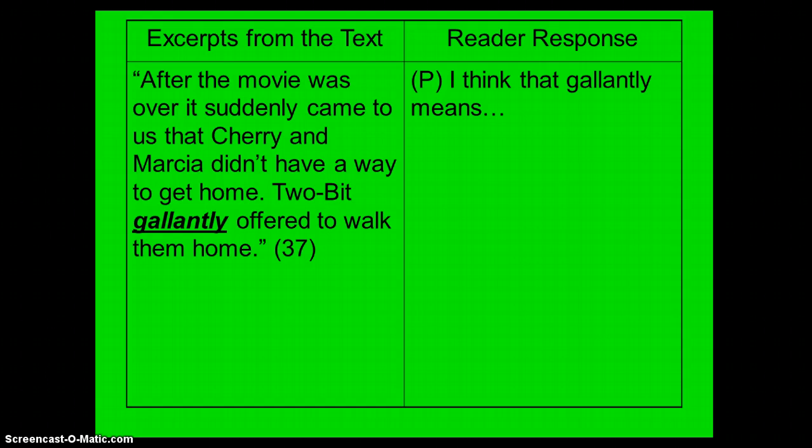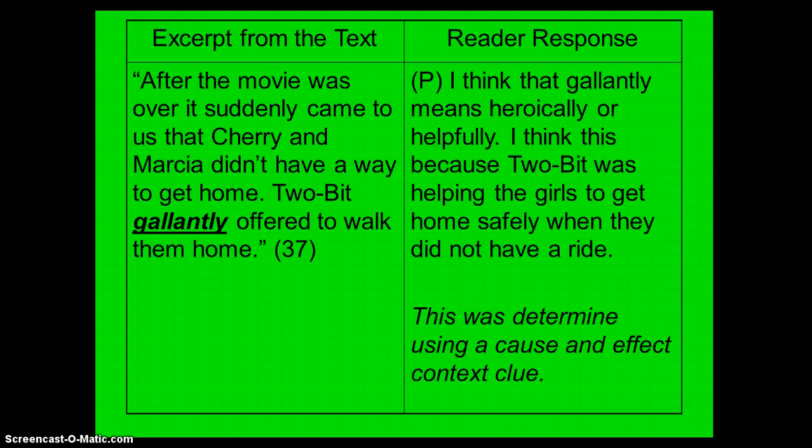And so I'd show the students that we came across the word gallantly. And in the passage, we see that Cherry and Marcia, 2 of the Socs girls, didn't have a way to get home, and Two-Bit gallantly offered to walk them home. And I would model for them how I think that gallantly might mean heroically or helpfully. And I think this because Two-Bit was helping the girls to get home safely when they didn't have a ride. And I used a cause and effect context clue to determine this.